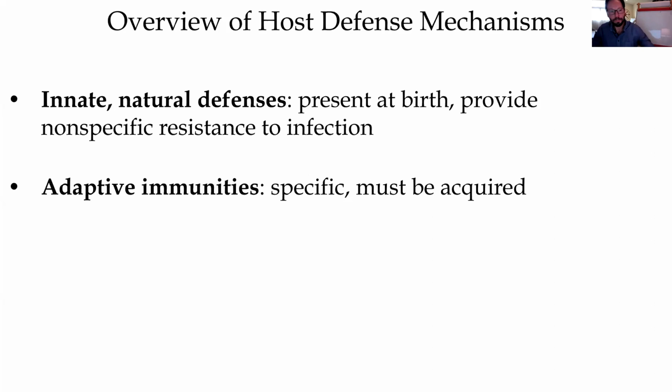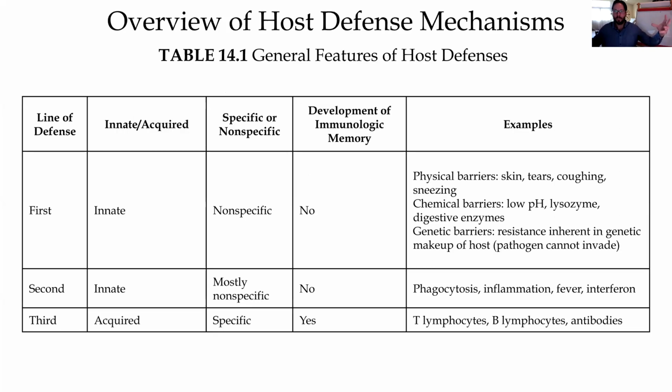Okay, so here's a nice table breaking it down. Your first line of defense, non-specific, innate. Barriers are going to be things like skin, mucus, tears, right? Your eyes flush out all kinds of microbes just by having tears in your tear ducts.